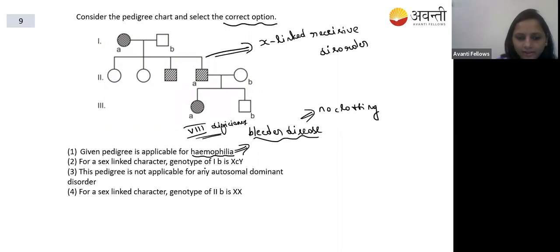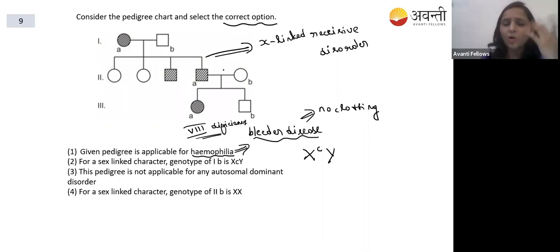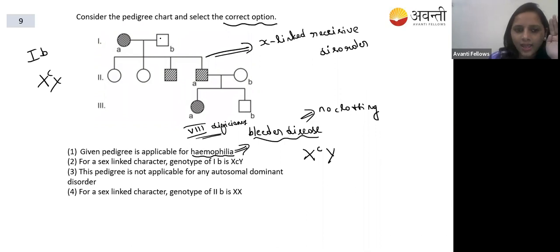For a sex-linked character, the genotype of 1B is XCY. You know that XC means carrier, right? Okay. So if it is a male with an X-linked recessive disorder, there is no carrier. Only in the female will a carrier be there, right? In the male there is no carrier, because only one X chromosome is there. So here it is not XCY. What are they telling, 1B is XCY? No, in the male there is no carrier. It is normal XY. So that is the reason option 2 is wrong, guys.